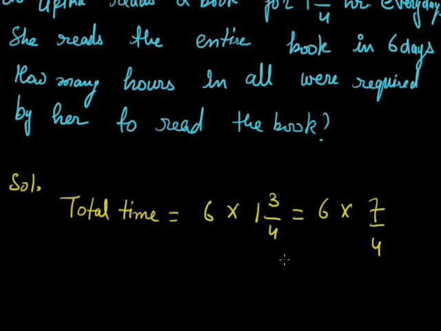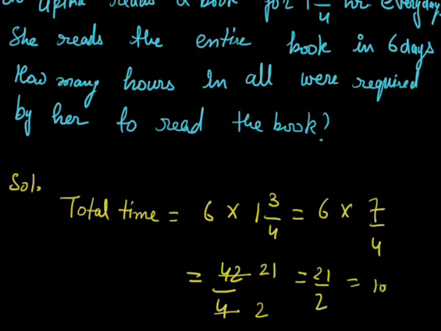Here it will be 6 into 7 will be 42 by 4, and we can simplify it further. We can cancel it by 2. So if you cancel it by 2, it will be 21 upon 2, and we can convert it into mixed fraction. It will be 10 1 by 2 hours.